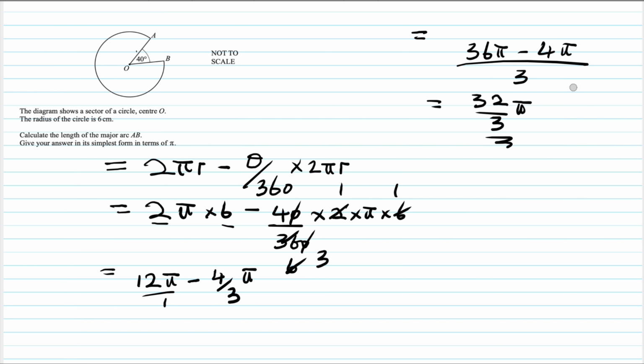So you can see that whichever method you use, you will arrive at the same answer. The only thing you need to be careful with is to take note of this major arc that was stated here, so that you don't make the mistake of finding this, thinking that this is the arc you're asked to find, instead of finding this one here.